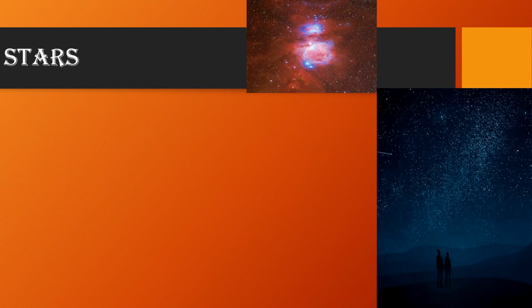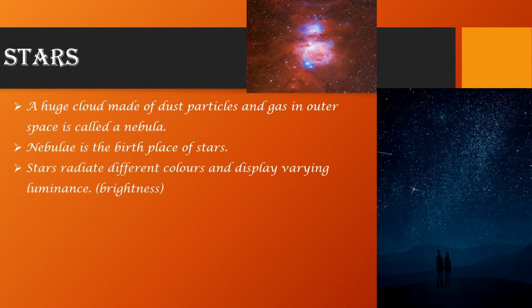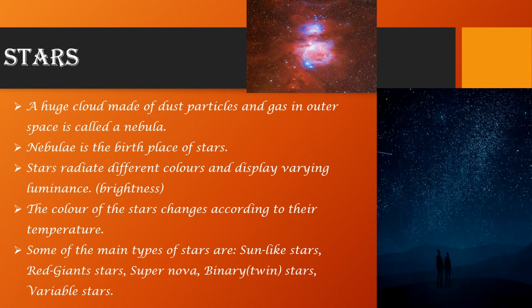Now, let's learn about stars. A huge cloud made of dust particles and gas in outer space is called a nebula. Nebulae are the birthplace of stars. Stars radiate different colors and display varying luminance. Luminance means brightness. The color of stars changes according to their temperature. Some of the main types of stars are sun-like stars, red giant stars, supernova, binary stars, which are also called twin stars, and variable stars.